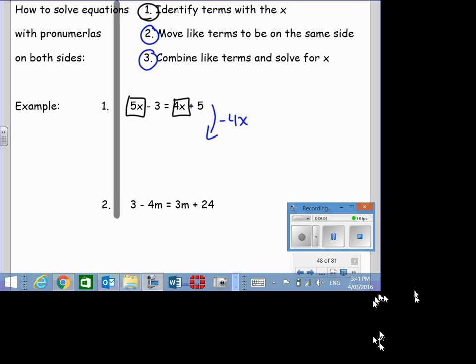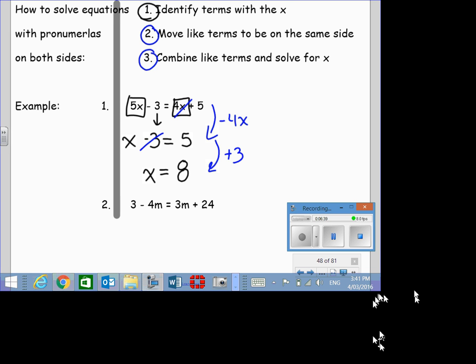And I'm going to wind up with just the 5 on the right-hand side because I got rid of the 4x. And then 5x minus 4x is just 1x. And then I'm going to bring down the minus 3. Now I know to get rid of the minus 3, I'm going to plus 3. That will get rid of the minus 3 for me. And then x is going to be 8. So that was actually the same as the last question. Good chance to try it again.